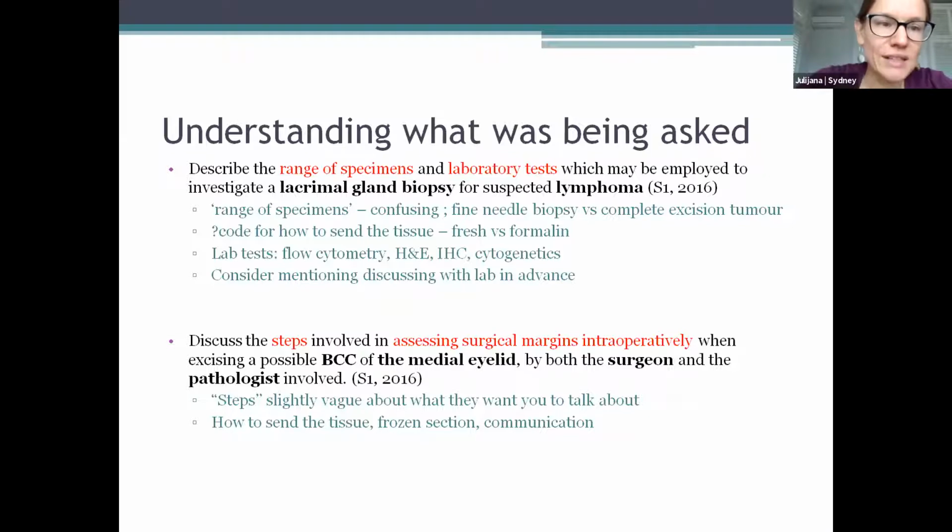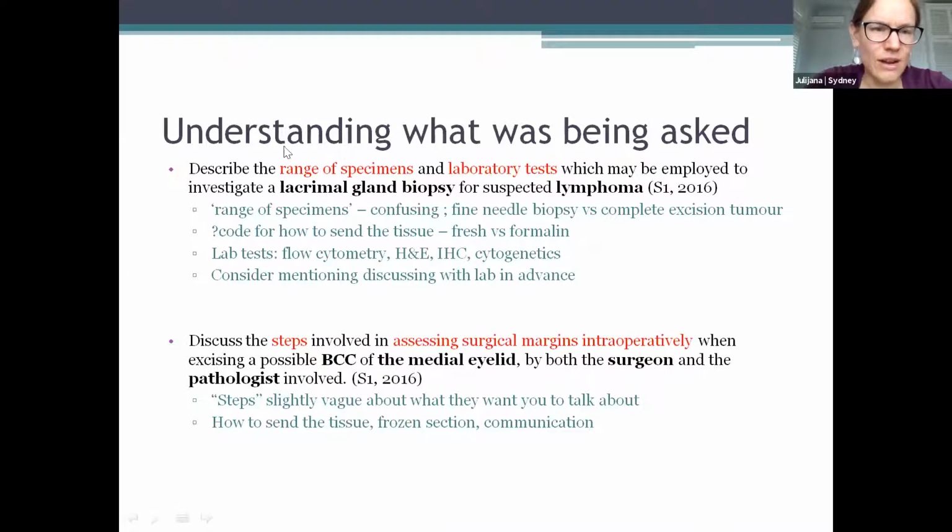Overall, the questions were quite straightforward to understand. There were just two that needed a little bit of digesting. So this one said, describe the range of specimens and laboratory tests which may be employed to investigate a lacrimal gland biopsy for suspected lymphoma.